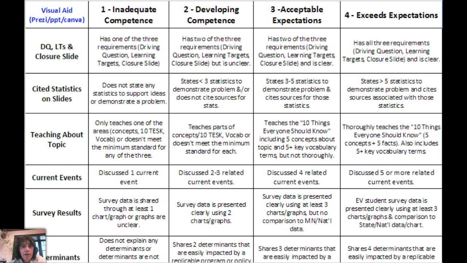I do want it to be web-based, so I can look at it electronically. Alright, so if we just look through, and I'm going to look through either the 3s and the 4s, because that's what you should be shooting for. There needs to be some sort of introductory slide. You need to come up with learning targets. What do you want the class to walk away with? And obviously you need to tell us your driving question.